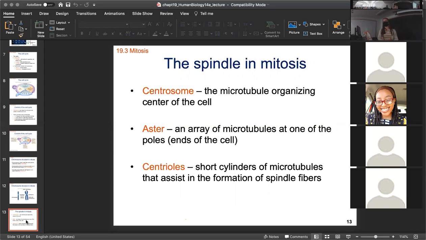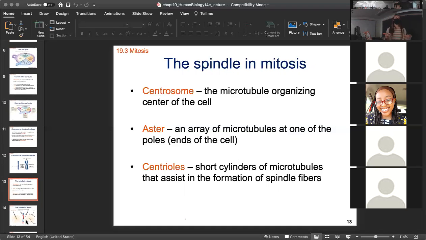So these spindles in mitosis use the centromere, which is that knot in the middle of the sister chromatids, and the microtubule organizing center of the cell so it can organize all the centromeres together. The aster is an array of microtubules at the poles, and we're going to show a picture here in the next slide, so don't get too excited here. And then the centrioles are the short cylinders of microtubules that assist in the formation of these spindle fibers.